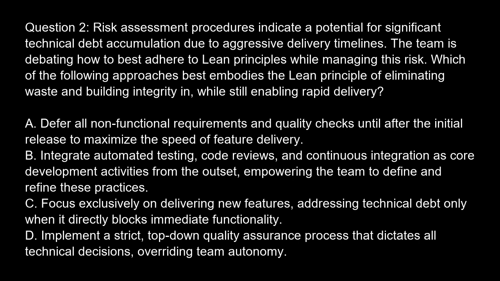Option B. Integrate automated testing, code reviews, and continuous integration as core development activities from the outset, empowering the team to define and refine these practices. Option C. Focus exclusively on delivering new features, addressing technical debt only when it directly blocks immediate functionality. Option D. Implement a strict, top-down quality assurance process that dictates all technical decisions, overriding team autonomy.